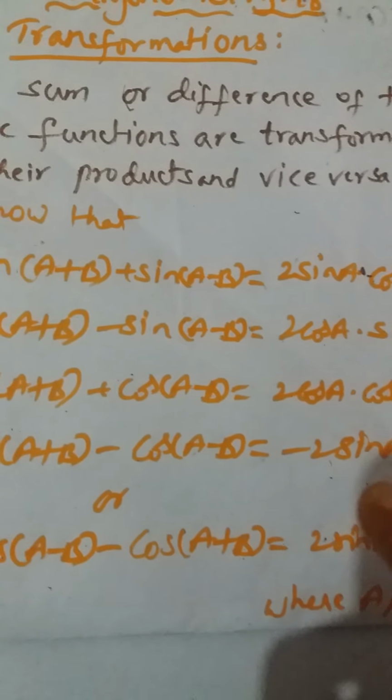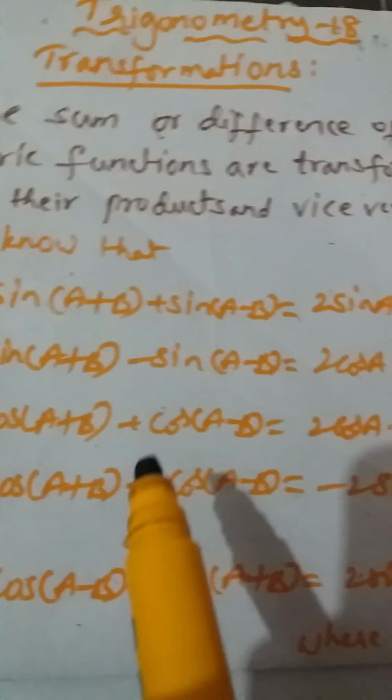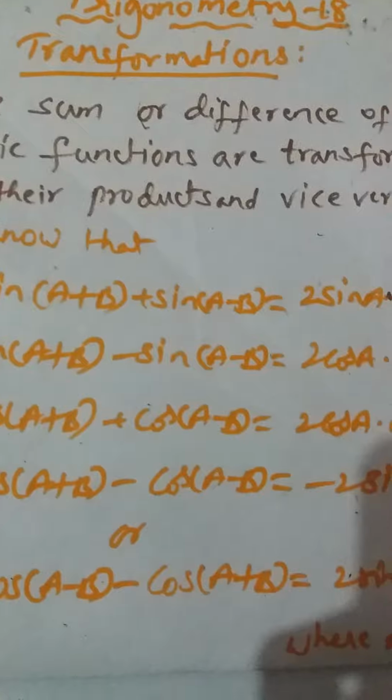Now I will show how these sum and difference of two trigonometric functions are converted into products. Let us take a+b = c and a-b = d. What am I doing here? The formula is based only on a+b and a-b. So the sum of two angles a and b is c, and the difference of two angles a and b is d.